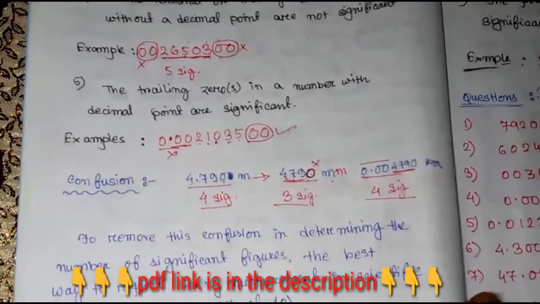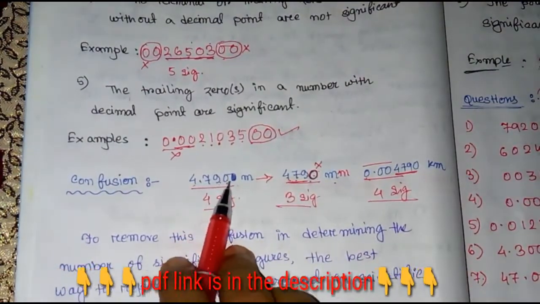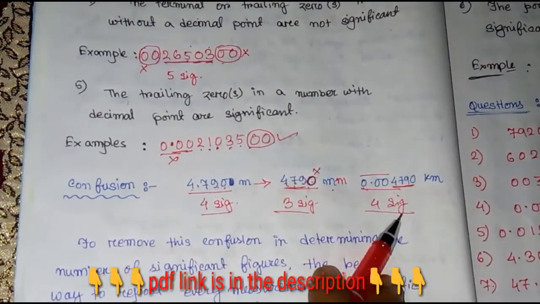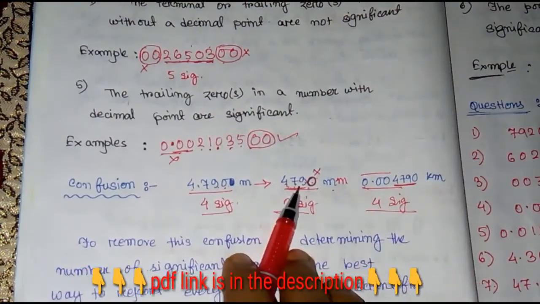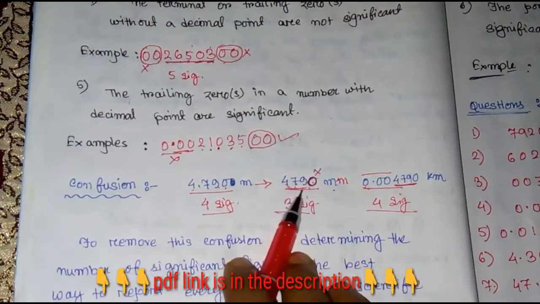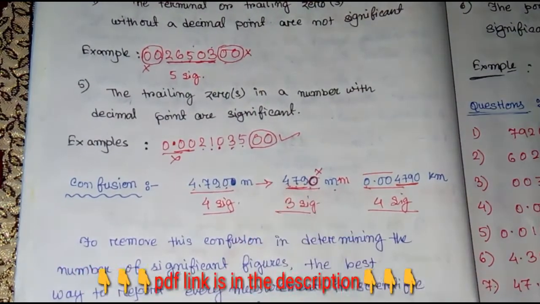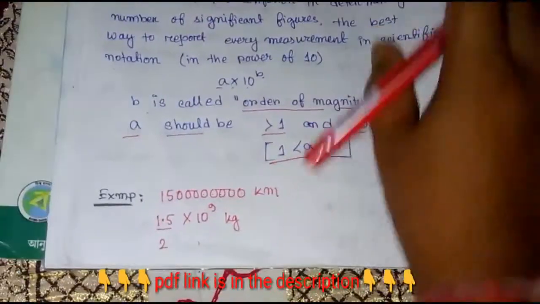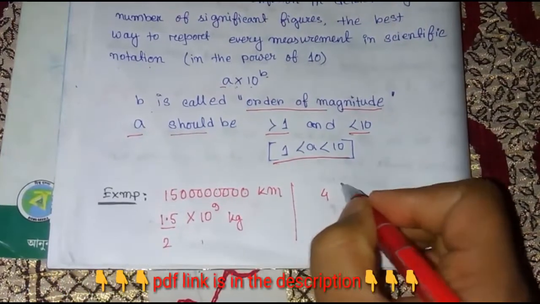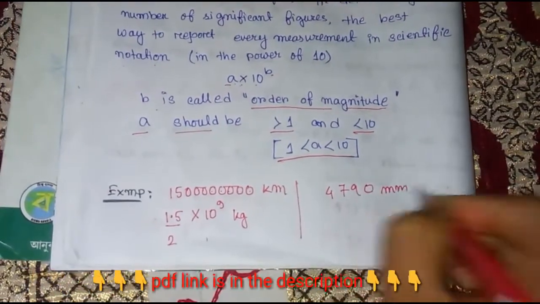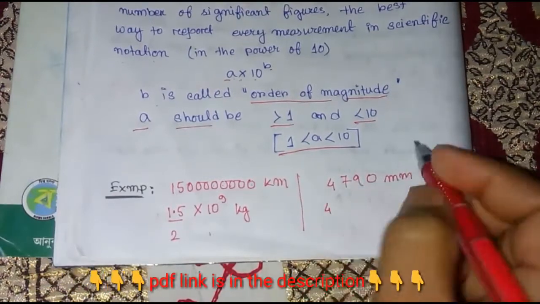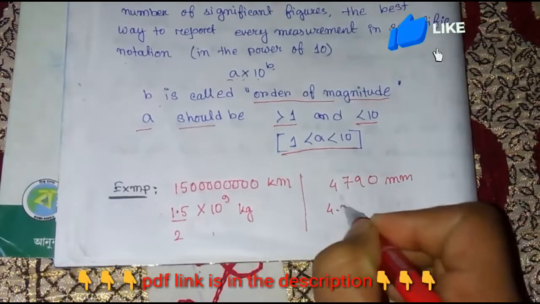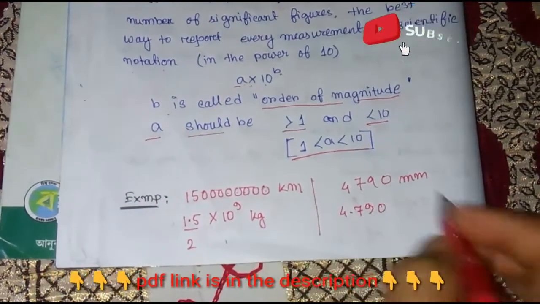Let's see the previous confusion we had: 4.790 has 4 significant numbers, and 4790 also has 4 significant numbers, but when we write 4790 we have to write it in scientific notation. So in scientific notation, for 4790 millimeters, we have to write a greater than 1 and less than 10, so we write 4.790.